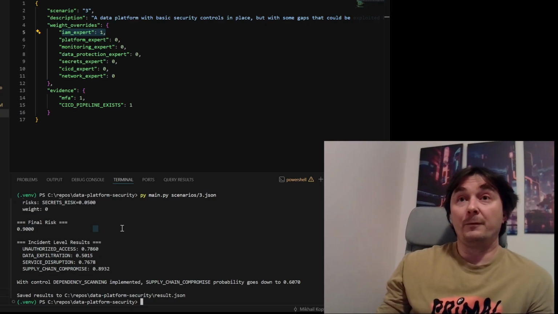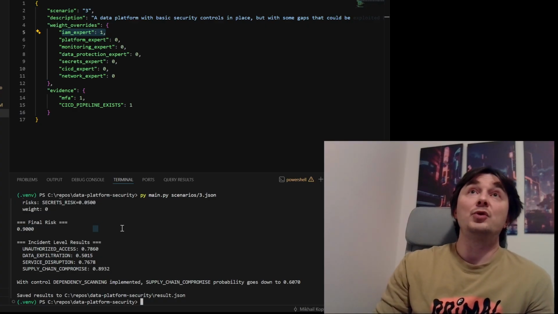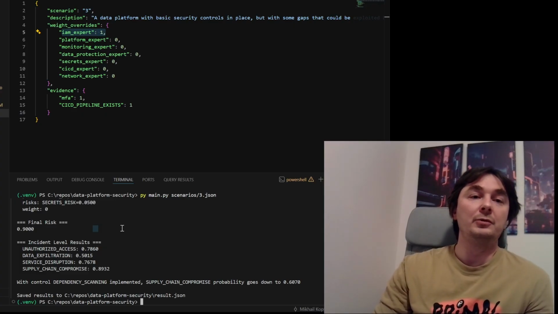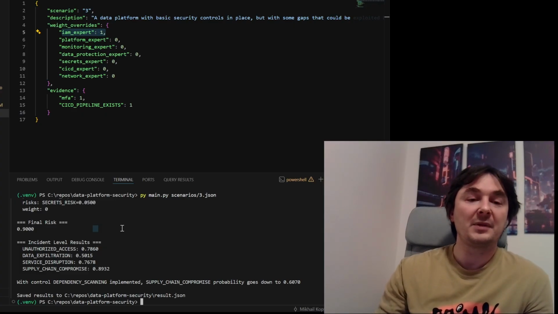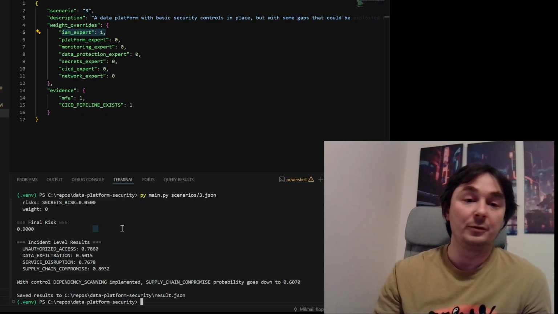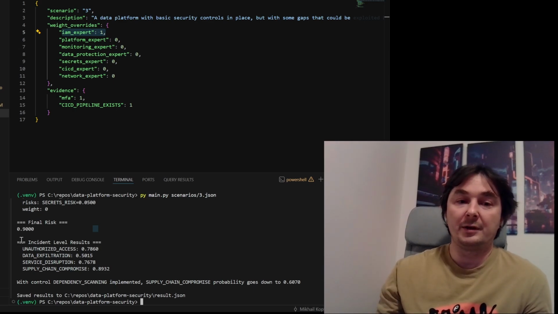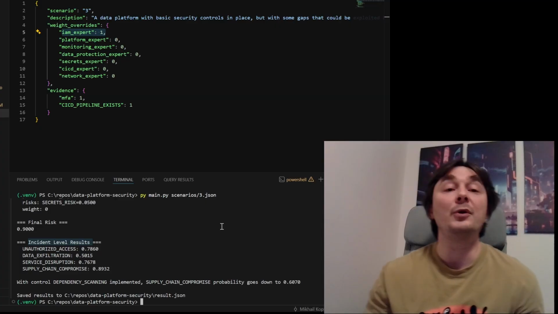This bit was to be able to change how experts would contribute to the overall final risk score, but not necessarily would affect the incident level, at least yet. At least not for now. Maybe that will be changed, maybe not.